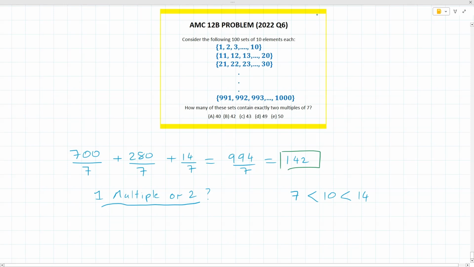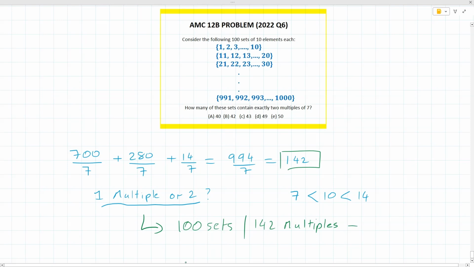So this fact, that we have 1 or 2 multiples of 7 per set, brings about an interesting point. We have 100 sets and we have 142 multiples. This is really interesting because each one of those sets either has 1 or 2 multiples of 7 and nothing else, like there are no sets which contain 0, there are no sets which contain 3, then we have 42 sets which have too many 7s.